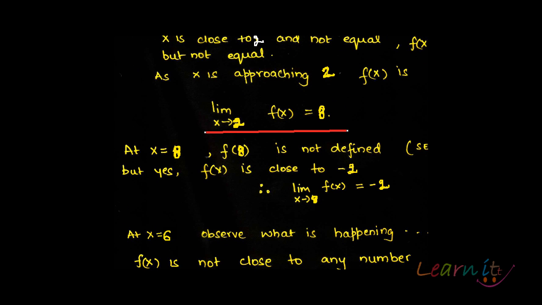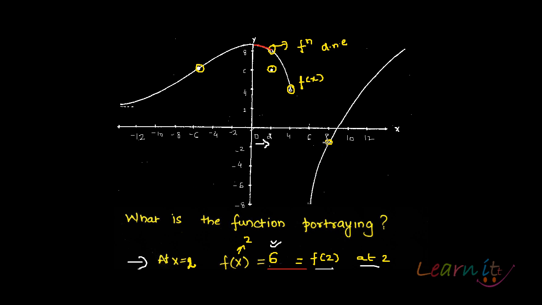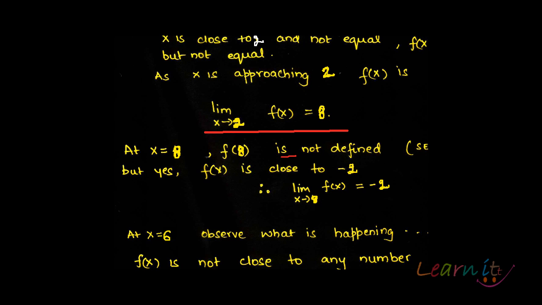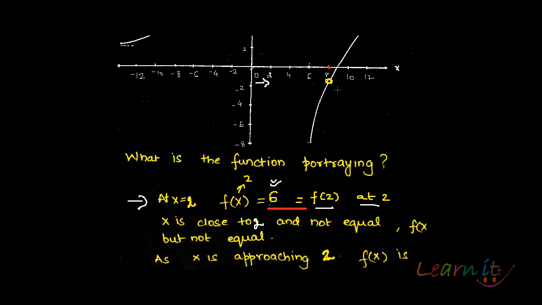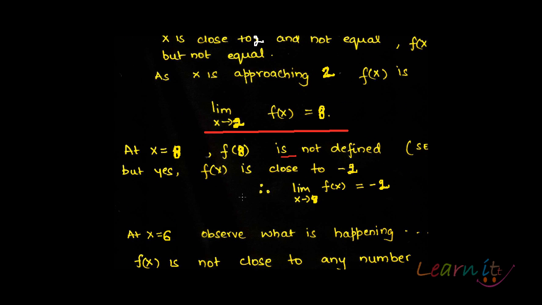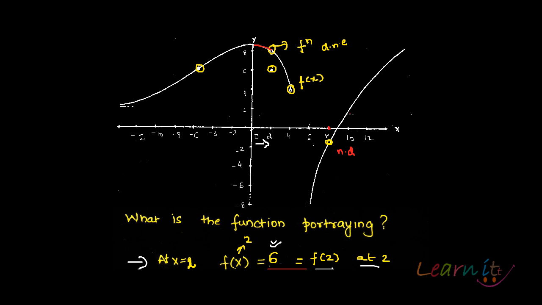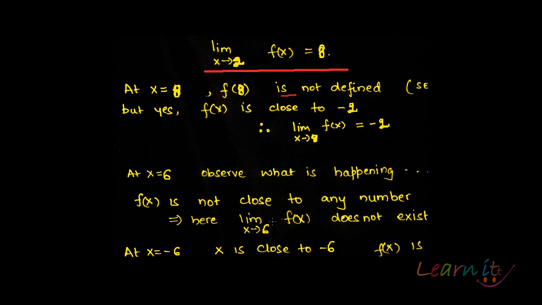Now what is happening when x equals 8? 8 is out here. Where is the function moving? The function is not defined at 8; again, you see the circle out here. But the curve is moving towards minus 2. So as x is approaching 8, f(x) is actually approaching minus 2, though the function is not defined at 8. It is approaching a finite value, minus 2.